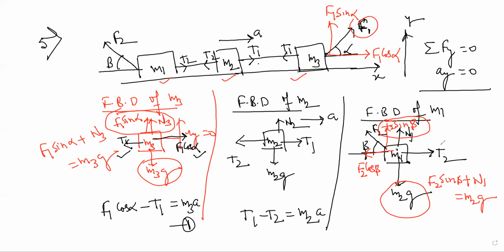Now, since we have selected that this body is also accelerating to the right, we are going to write summation Fx equals mass times acceleration. So summation Fx: T2 minus F2 cos beta is equal to M1 times A. This is equation number 3. This was equation number 2. So we can easily find out the different tensions and accelerations.